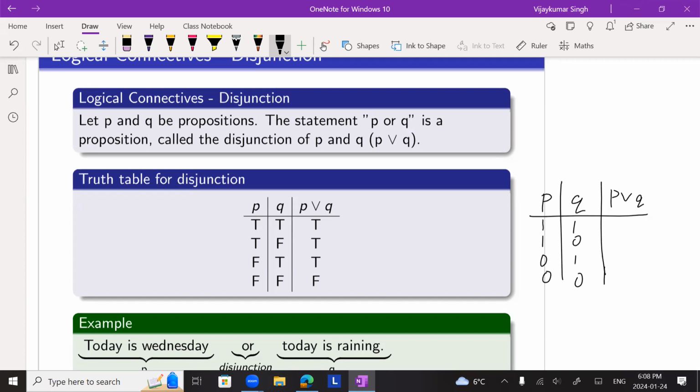So now, what the disjunction basically is, is the following. It is true if either one of them is true. Or it is false only when both of them are false. So we have 1, 1: is one of them true? Yes. Here also one of them is true. Yes. Here also one of them is true. False. So this is the statement for P or Q, also called disjunction.